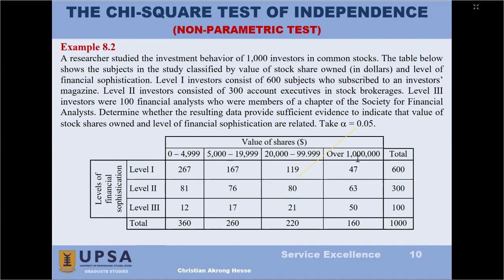How many columns do you have? 3. And how many columns do you have? 4. So what will be the degrees of freedom? Reduce the number of rows by 1, which will be 2, and reduce the number of columns by 1, which will be 3. So the degrees of freedom will be 2 times 3 for this question.